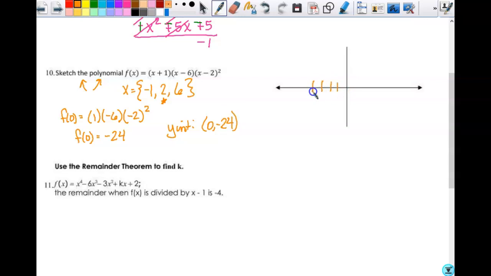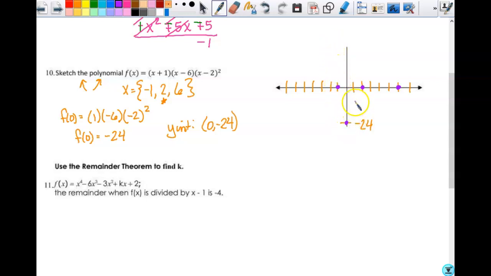1, 2, 3, 4, 5, 6, 7. 1, 2, 3, 4, 5, 6, 7. And somewhere down here is negative 24. So I have points at negative 1, 2, and 6, and here at negative 24. So I want to think through this first. I know what my end behavior looks like, so I'm going to start up here. I'm going to come down. I'm going to have to hit that negative 24.